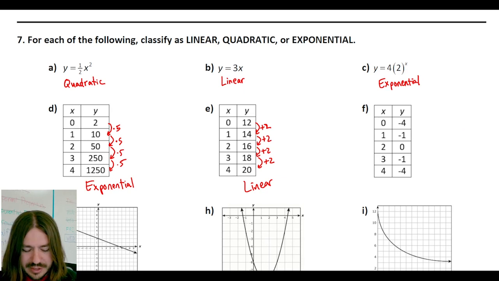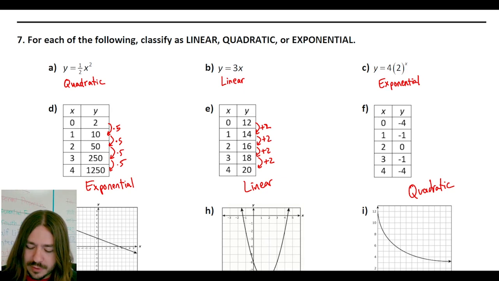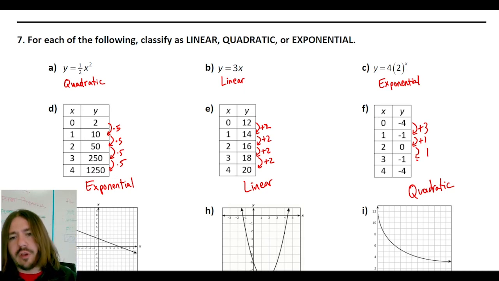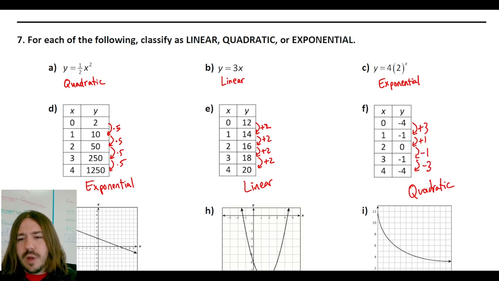But just to briefly show you how to know, let's say I didn't just give you these 3 options and I wanted you to classify this anyway. To know it's quadratic, we can notice that, yeah, I am adding 3 here. I am adding 1. And then, what am I doing here? I'm adding 1 again. And then, oh no, I'm subtracting 1, sorry. And then from here, I'm subtracting 3.